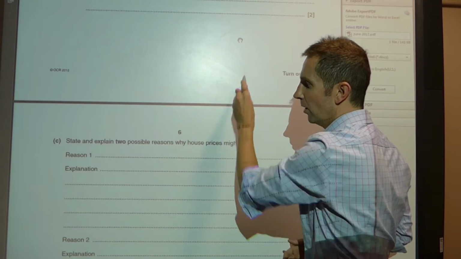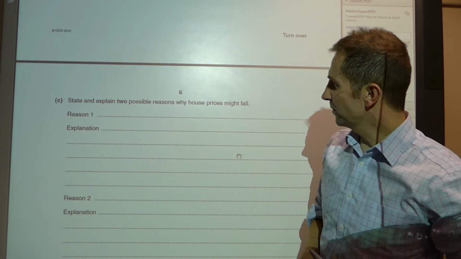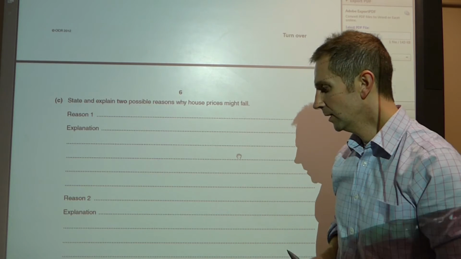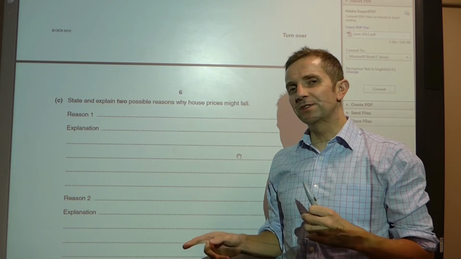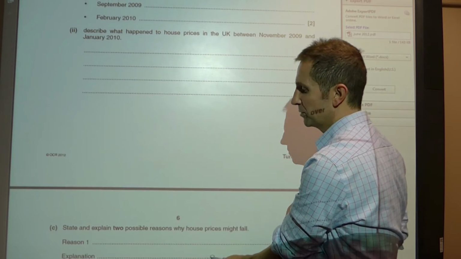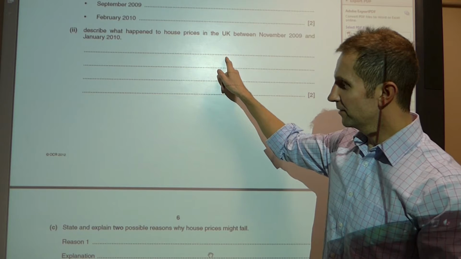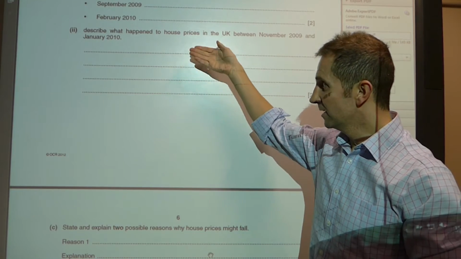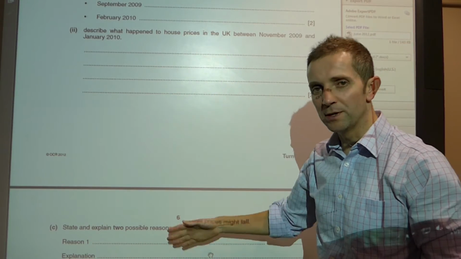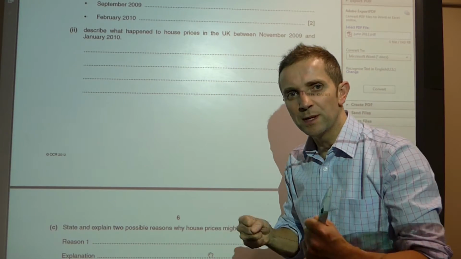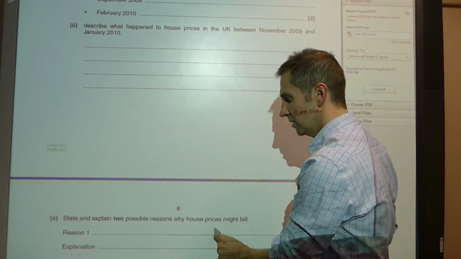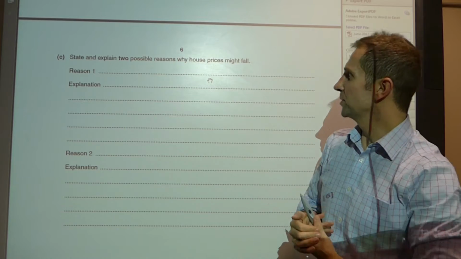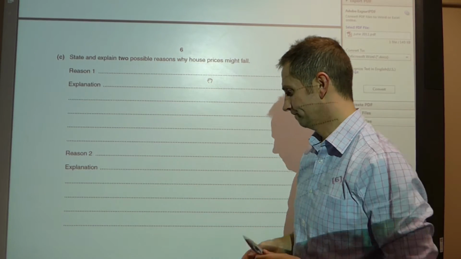Moving on to the next question. State and explain 2 possible reasons why house prices might fall. Looking back at the previous one, when you read this one, some of you may have thought, oh, well, that must mean that in B part 2 house prices are falling, given that C follows on from this part. But no, be independent thinkers, be brave, and stick to your guns. 9 times out of 10, you'll be right. State and explain 2 possible reasons why house prices might fall.